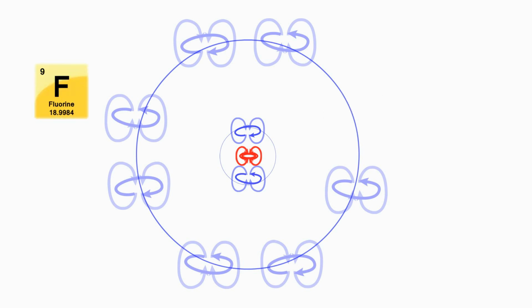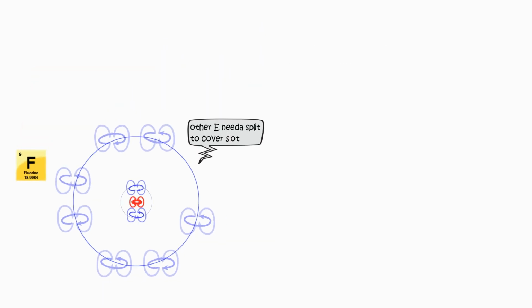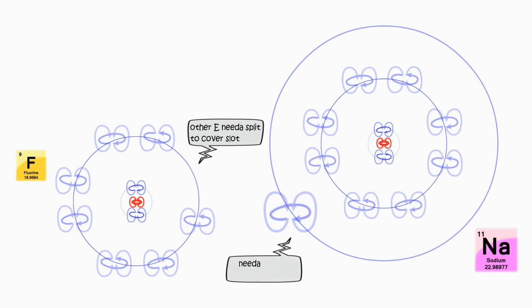Fluorine 9: an unfilled slot in the outer shell requires 7 electrons in the shell to split to attend to it. It has a high tendency to absorb 1 electron to cover the slot. Sodium 11: a lone valence electron needs multiple splits to fill multiple slots. It has a high tendency to jump off the shell.